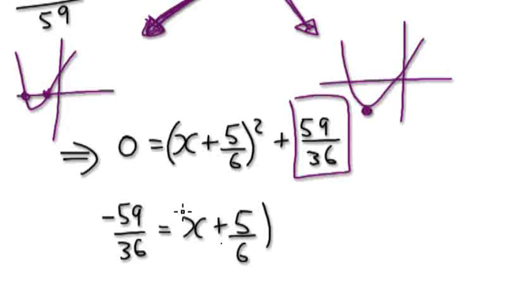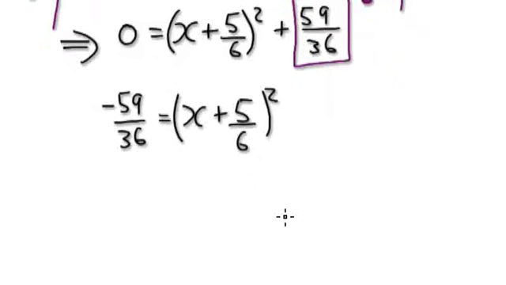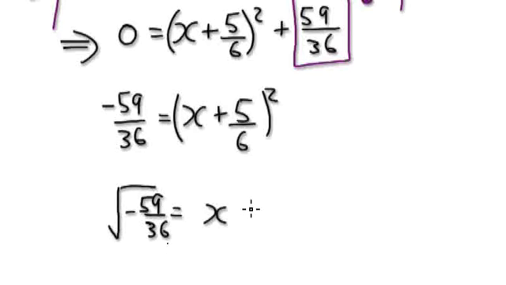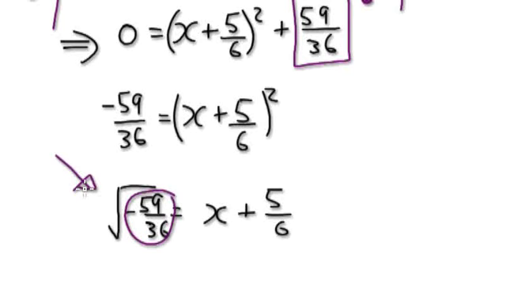Yeah, square it. And then the next step is to square root both sides. So this will be this square root minus 5 over 6 equals x plus 5 over 6. You see here, can you think of a number that when you times it by itself gives you a minus number? So here, you can't really square root a minus number.